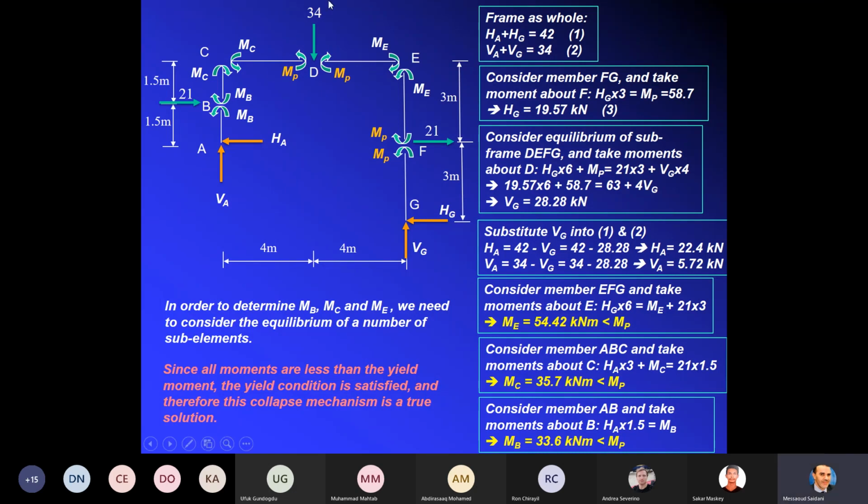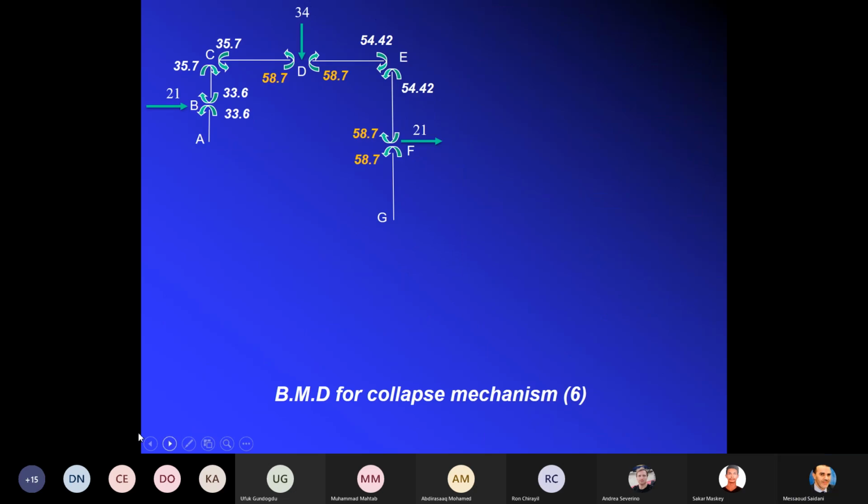Okay, so now we are going to use this, because we know the moments everywhere. We should now be in a position to show the bending moment diagram for this frame. So this is the free body diagram. We have got the moments determined just now, and we've got the moments at D and E, which are equal to MP. And we have got the moments at B, C, and E that we have just determined from equilibrium.